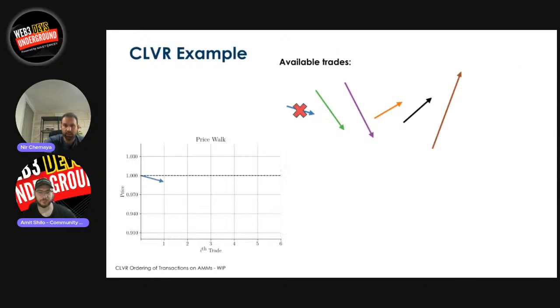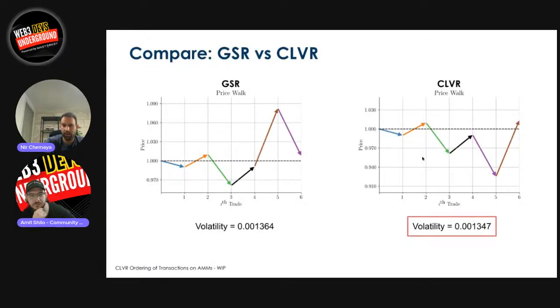So how Clever works: when you have a set of transactions, you always check what the price volatility will be after going over all the options. In the same example as before, it would be blue, orange, green, black. But now, and this is the difference between GSR and Clever, it turns out that it's better to do the purple and then the brown. If you compare the 2 options, you can see that you can improve price volatility. There are many cases where you can do this, but this is just one example.